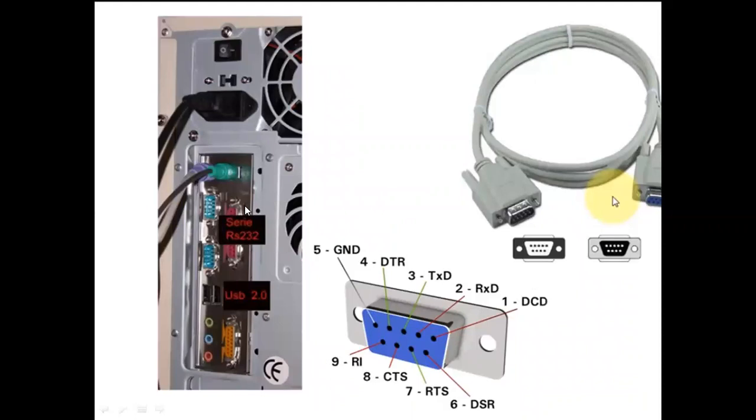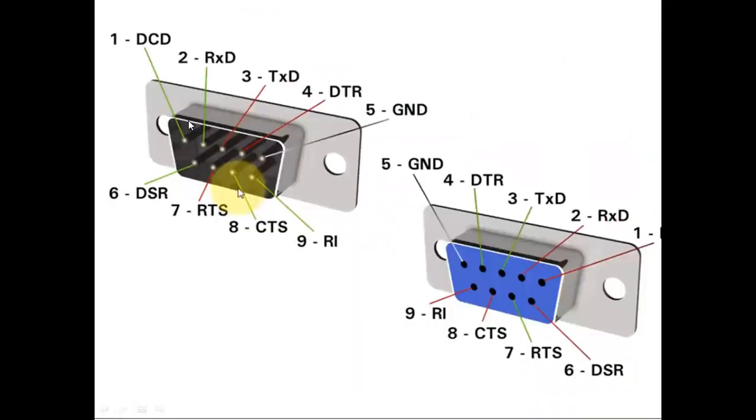And mostly for serial communication, you are using the RS-232 cable. This is the male connector present on the backside of the CPU, and we call the other the female connector, the DB9 connector. So this is the RS-232 cable. Mostly you are using TXD, RXD and ground. These three pins are very important to connect for serial communication. The remaining signals are used for handshaking purposes.